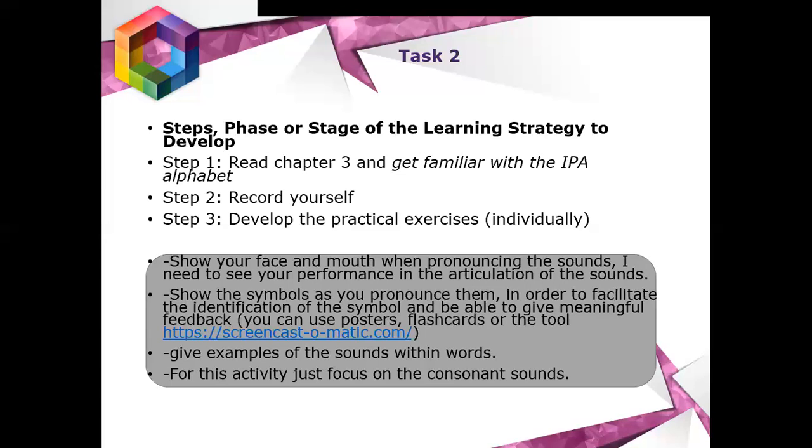You can even use posters, flashcards, or a screencast-o-matic tool. You have to give examples of the sounds within words. It means that, for instance, if you have to produce the sound of the consonant V, you have to use some words that start with or have this symbol or this sound in them, okay? Because I want you to produce this sound not only in isolation, but within words.